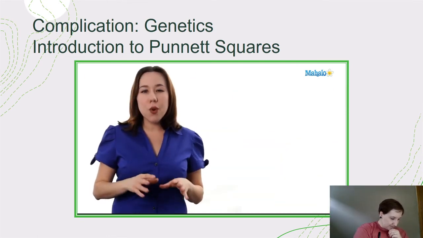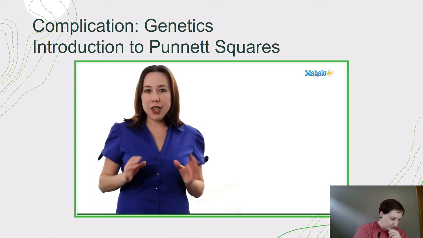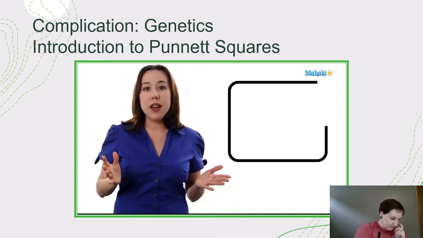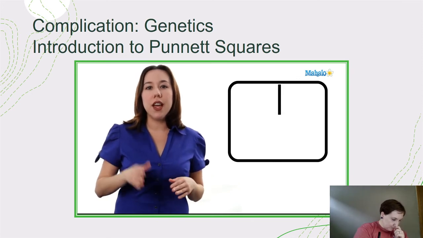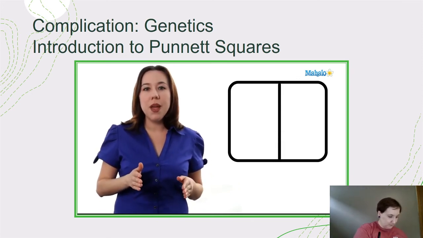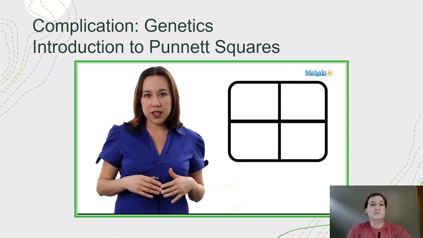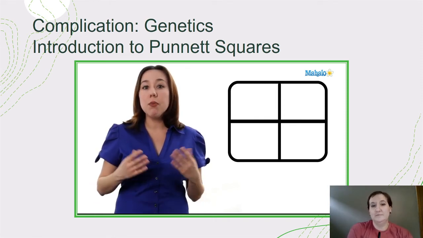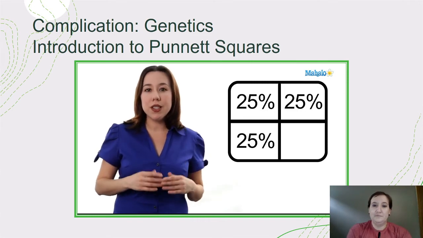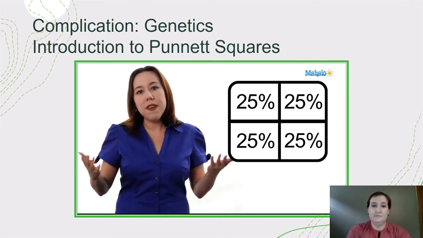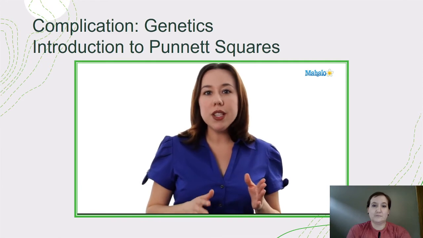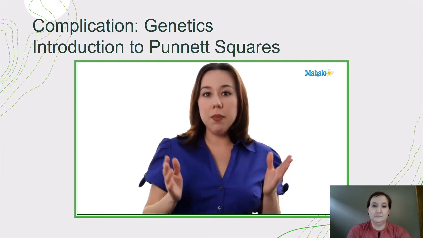Today, we're going to do a 4-square Punnett square. So, you want to start out by just drawing a square. In that square, you're going to draw a line right down the middle from the top to the bottom and a line from left to right. Now, you have 4 individual squares. Each of those squares is going to be a probability, and each of those squares is 1/4, right? Or 25%.